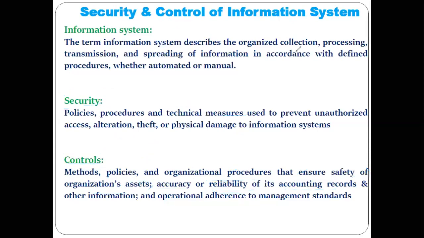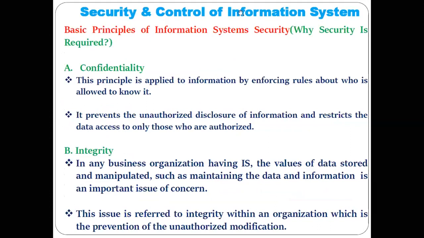unauthorized access. Okay. Now, the next important point here is the basic principles of information security, which can also be described in other words as why security is required or why security is important. Security of what? Security of the information system. Okay. The first reason, or first basic principle, is confidentiality. What does confidentiality mean related to the information system?